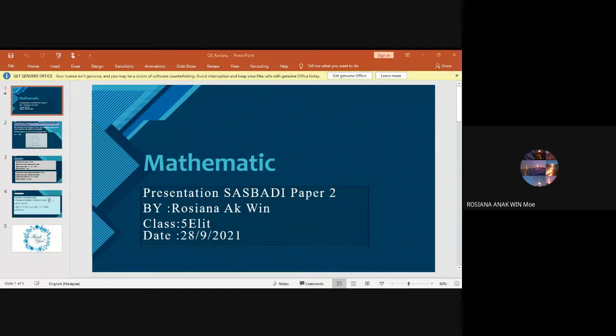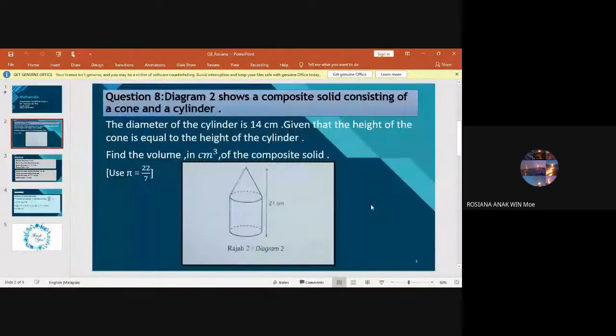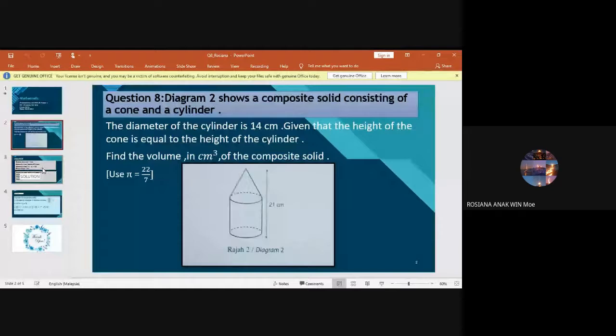Good morning to our mathematics teacher, Teacher Lau. And today I would like to present study paper 2 question 8. Diagram 2 shows a composite solid consisting of a cone and a cylinder. The diameter of the cylinder is 14 centimeter. Given that the height of the cone is equal to the height of the cylinder, find the volume in centimeter cubic of the composite solid.